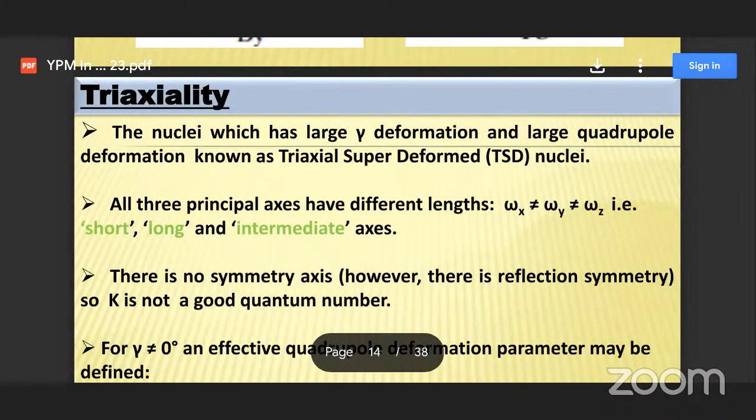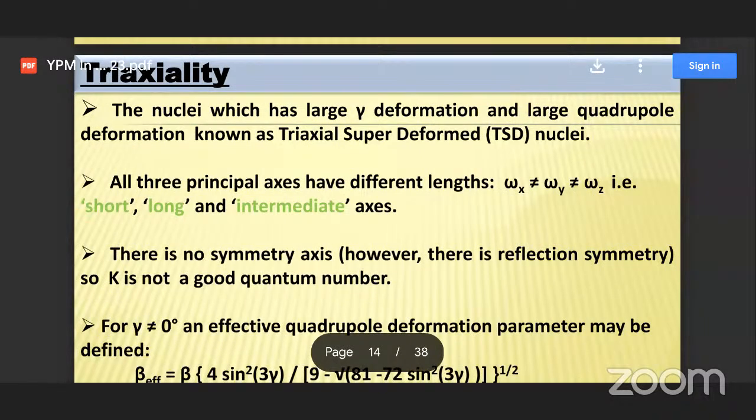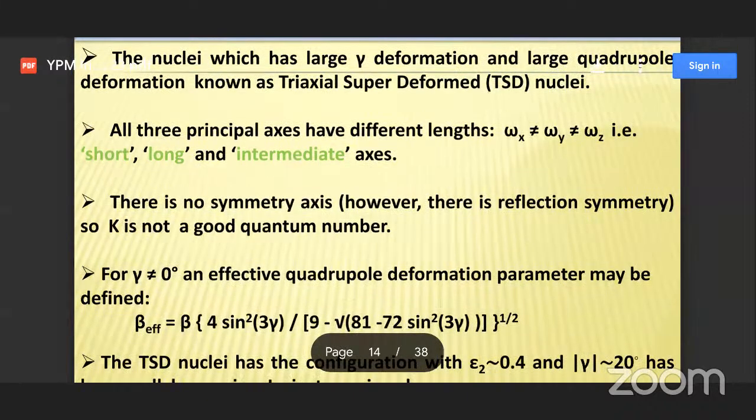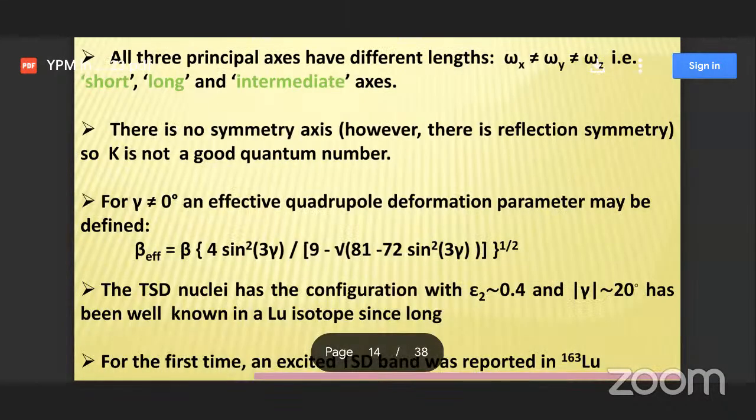Now, in this particular work, I have focused on the triaxiality. Triaxiality: the nuclei which have large gamma deformation and large quadrupole deformation are known as triaxial super deformed nuclei. The important thing to note is that they have three principal axes, and these are different in length: shorter, longer, and intermediate axis. There is no symmetric axis, so K is not at all a good quantum number. If gamma is not equal to 0, then the effective quadrupole deformation parameter may be defined by this expression.